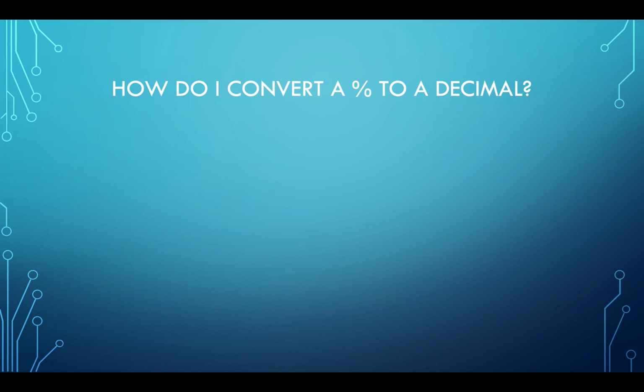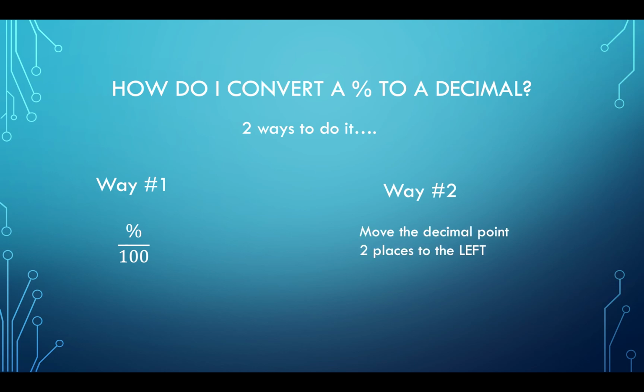So how do I convert a percentage to a decimal? There's two ways to do it. Way number one is you would do the percentage over 100. Way two is the way I personally do it. I think it's a little easier and more straightforward for some of you to see. You're always going to move the decimal point 2 places to the left. Essentially, way one and way two are exactly the same thing. It's just a little more straightforward to move the decimal point 2 places to the left.